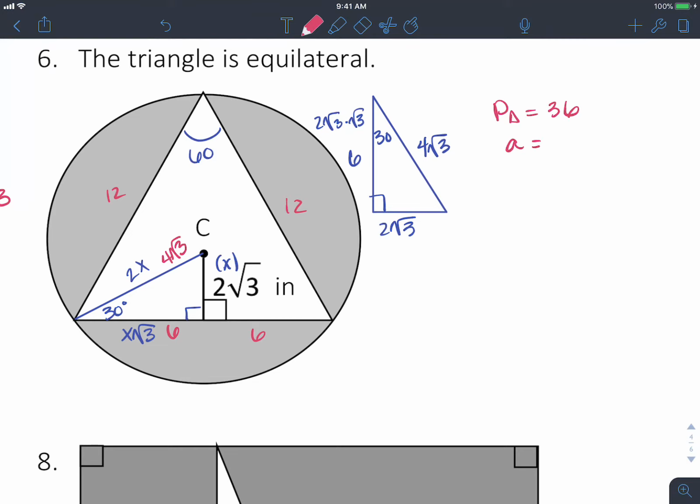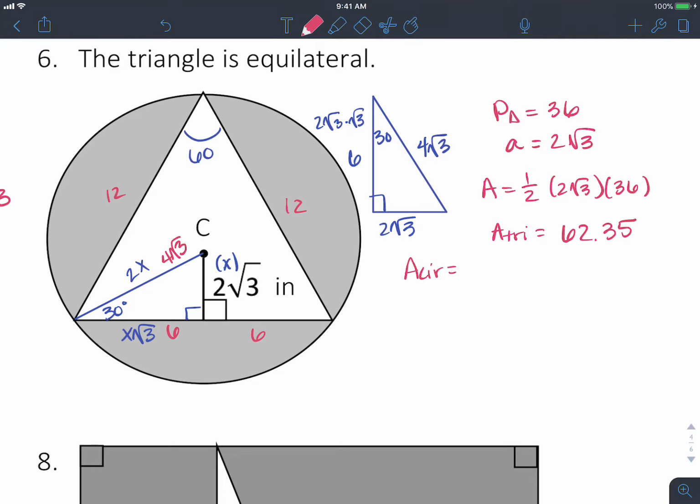The apothem of our triangle is 2√3. So the area of the triangle is going to be 1/2 apothem times perimeter. So the area of the triangle is going to be, I don't actually have this calculated. So we're going to have 36√3, so 62.35.